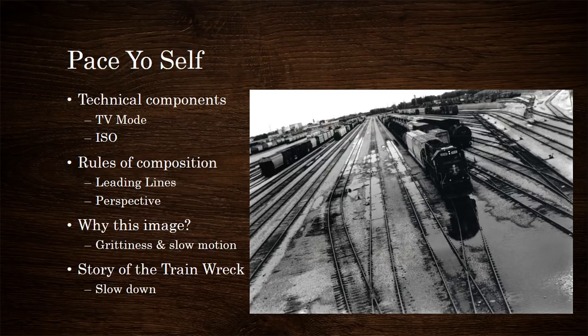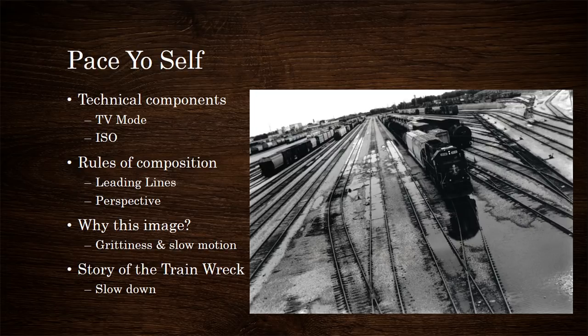The second technique I used was my ISO setting. By adjusting this setting with my 35mm camera, I was able to achieve a more gritty image and really bring out the dirtiness of the yard. The ISO setting I used for this image was an 800.